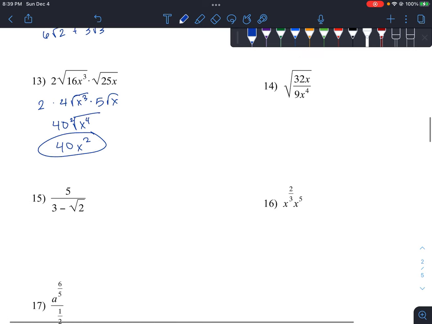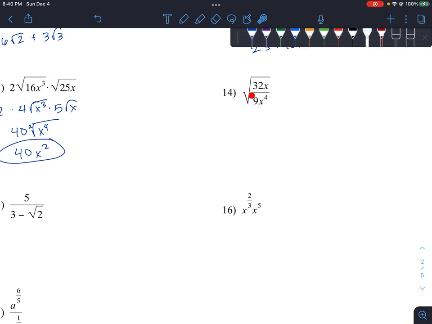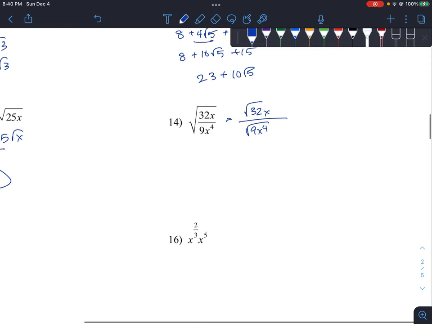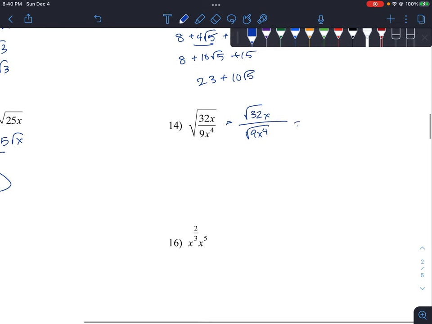For number 14, it's division, and it's both underneath a radical. So I can evaluate them separately. So let's say square root of 32x divided by square root of 9x to the 4th. I'm going to start with the denominator, since that one looks quite easy to solve. So I'll evaluate the numerator in just a bit. But I know square root of 9 is 3. And the square root of x to the 4th is just going to be x squared.